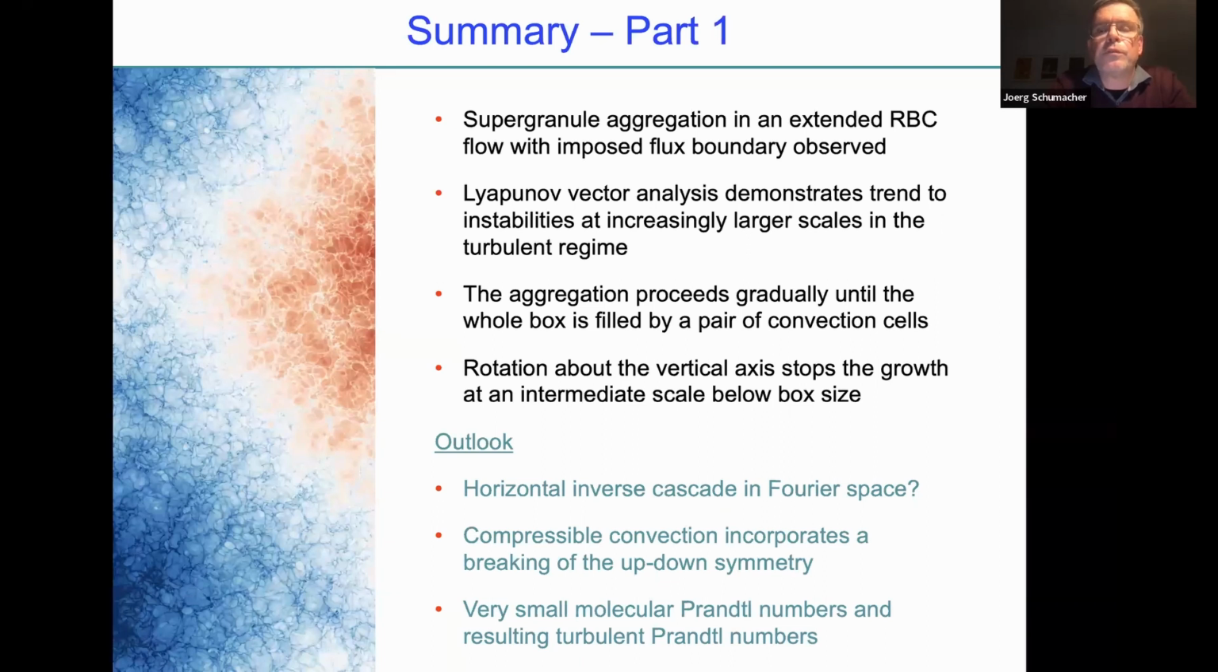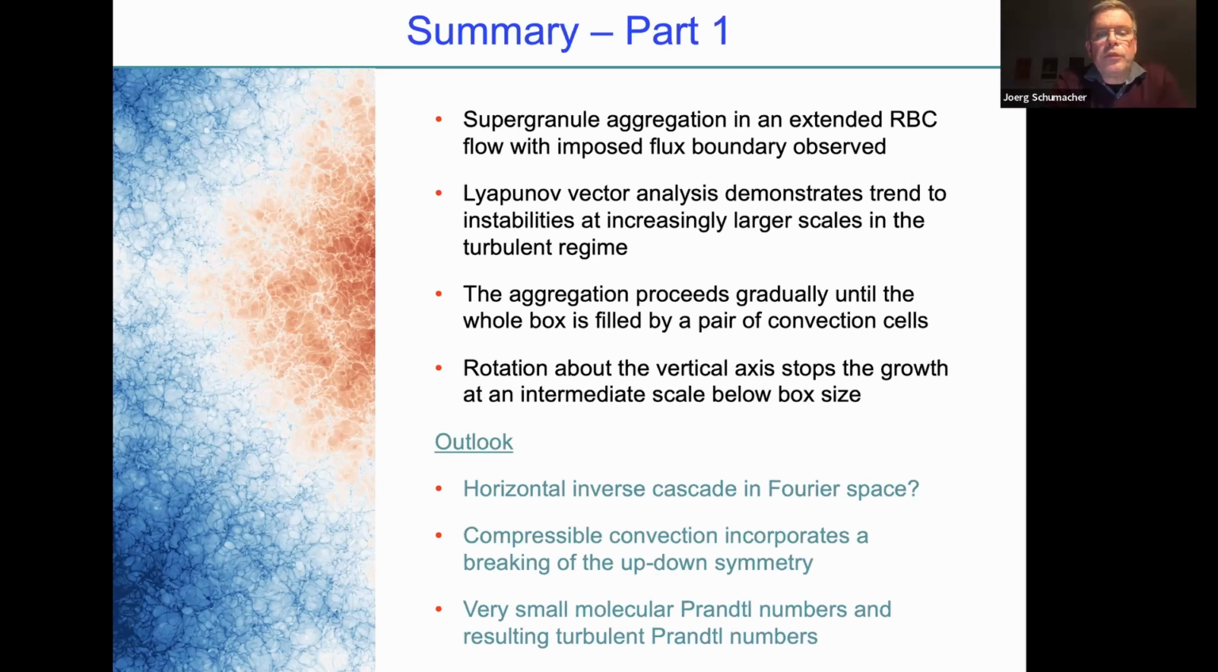Yeah, so you really have to wait a few thousand convective time units to see this very slow aggregation process. A Lyapunov vector analysis demonstrates the trend to instabilities at increasingly larger scales in the turbulent regime. And I have said already, this aggregation proceeds very slowly. And rotation is one additional physical process that can stop this structure formation process at an intermediate scale, which is well below the box size.